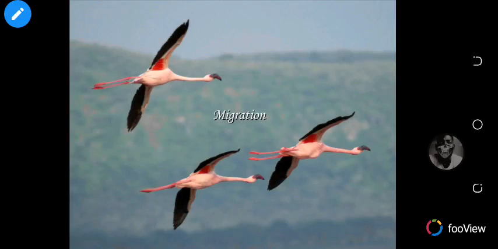Some animals, like birds, actually adapt by migrating. Because they do not like a particular type of condition, they actually migrate or leave that particular place to find another region where they can actually survive in. And so migration is another aspect of adaptation.